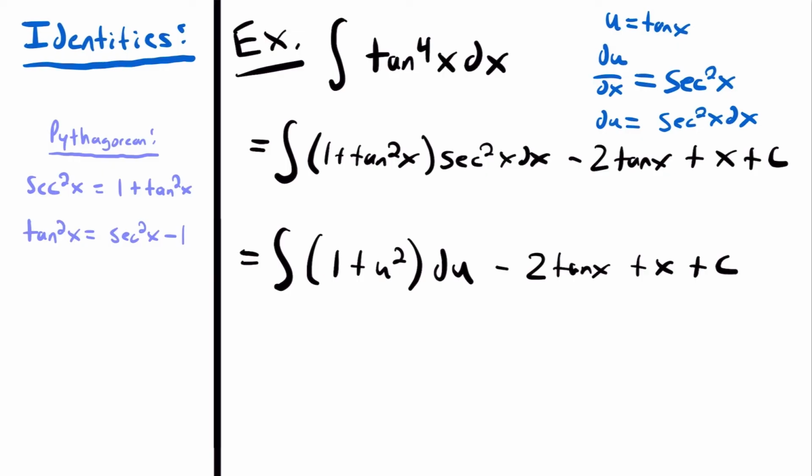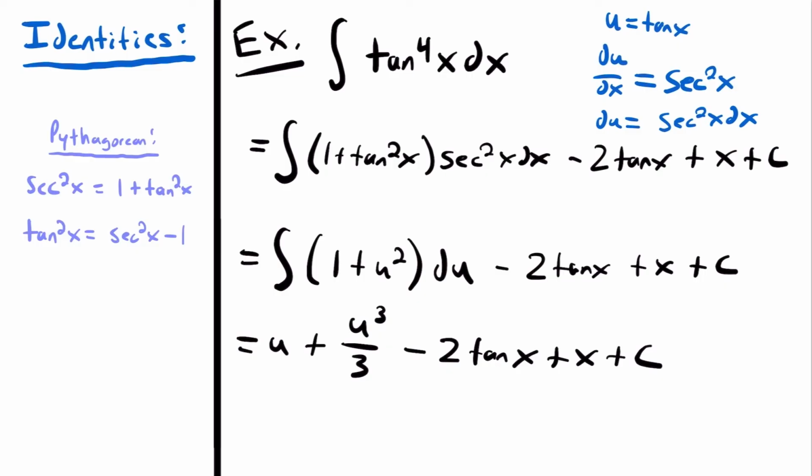And now we have two terms here that can be easily integrated. And so the integral of 1 is u, so this is equal to u, plus the integral of u squared, which if we use the power rule for integration, by adding 1 to the exponent and dividing by that exponent, we'll have u cubed divided by 3, and then minus 2 times tangent x plus c.